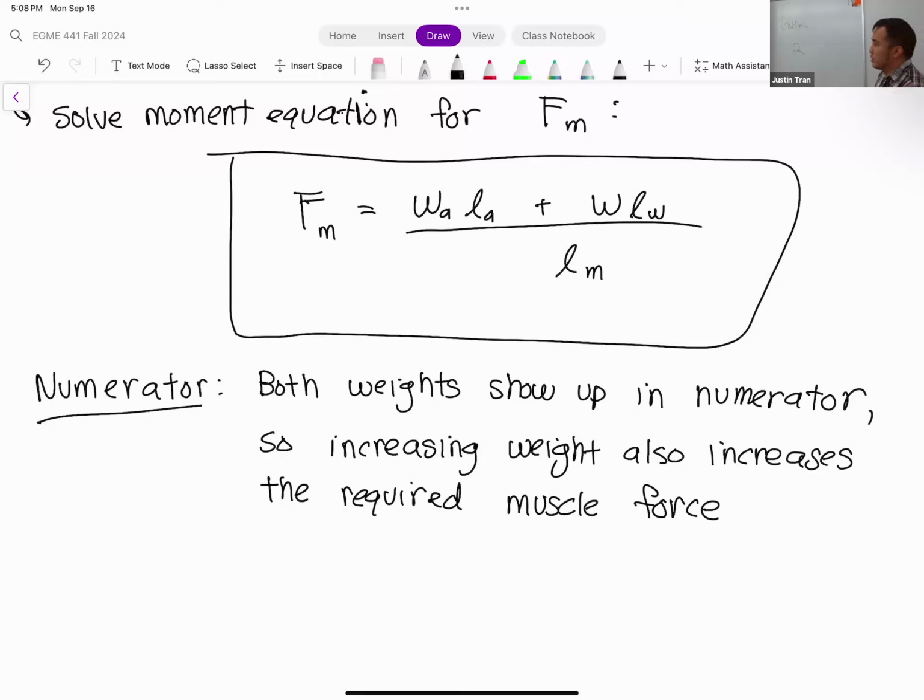And that makes sense, right? And so if you're carrying something heavier, intuitively we know this, right? So if you're carrying more weight, it's going to take more work or more exertion from your body in order to support that weight, right? That makes total sense.